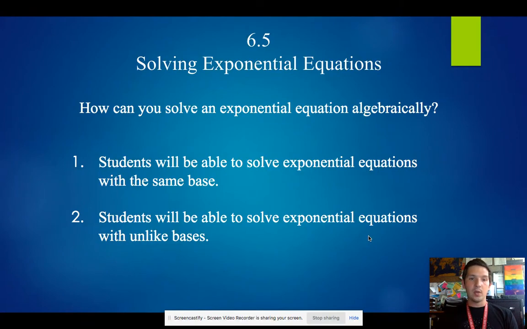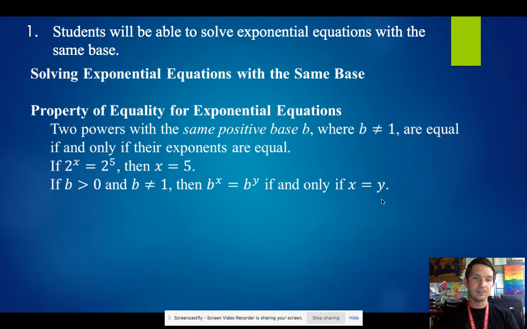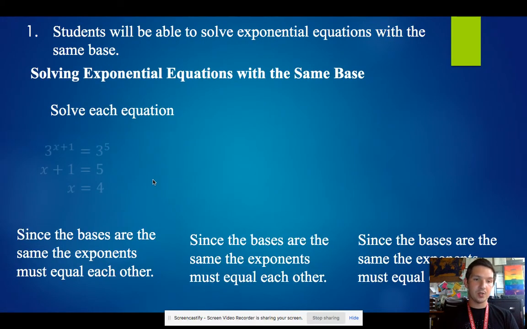I hope. So anyways, today you're going to be able to solve exponential equations with the same base, and then you'll also be able to solve exponential equations with unlike bases. And so let's go through this really fast. I'm just going to go straight into showing you some problems.